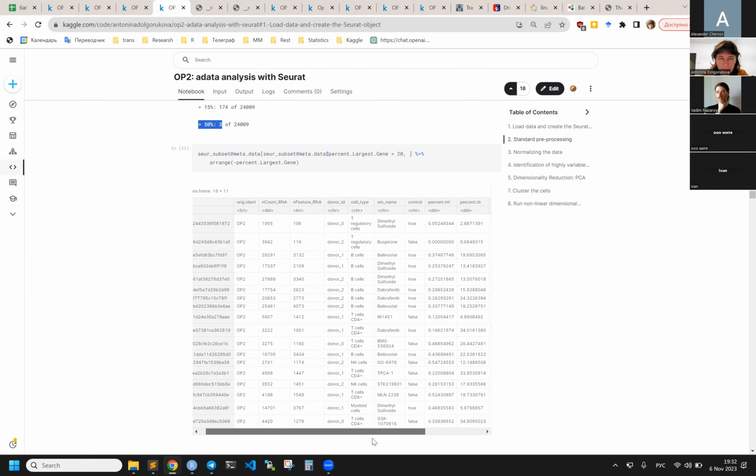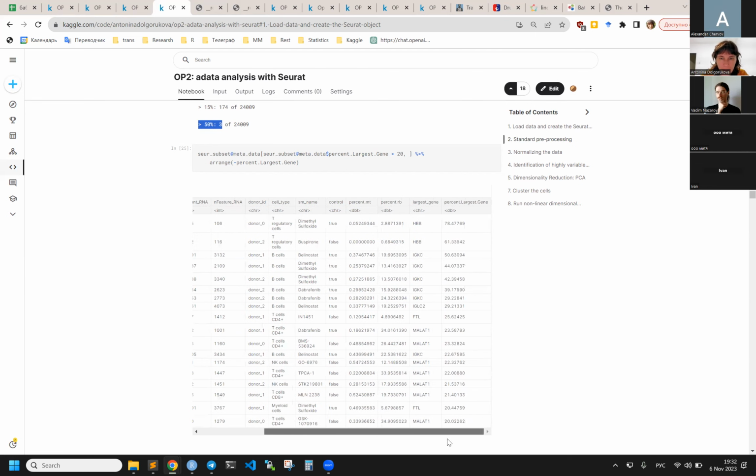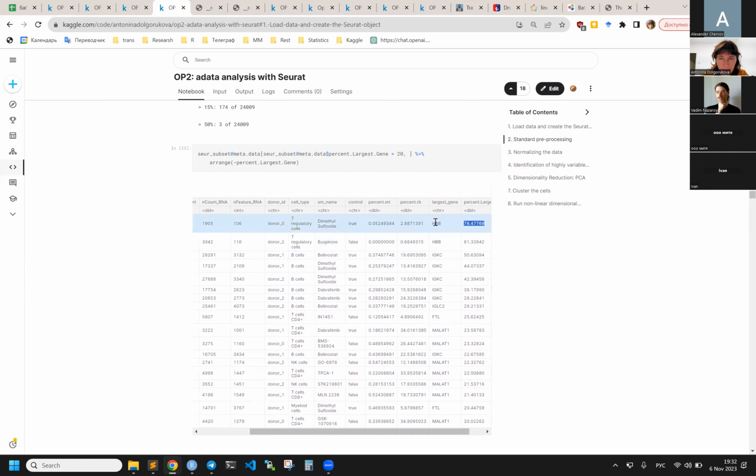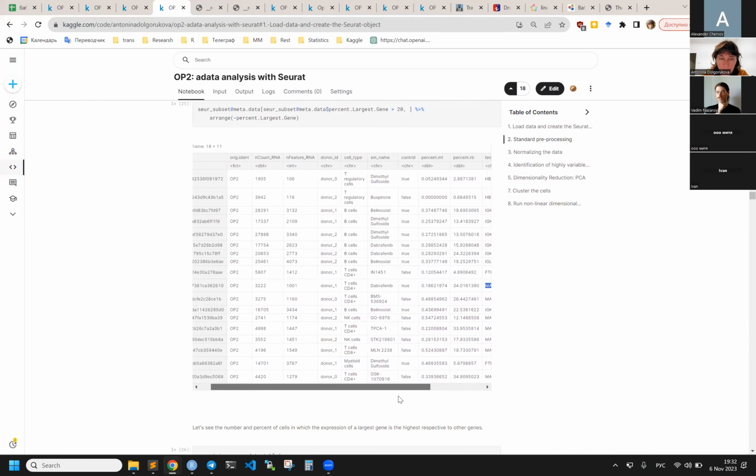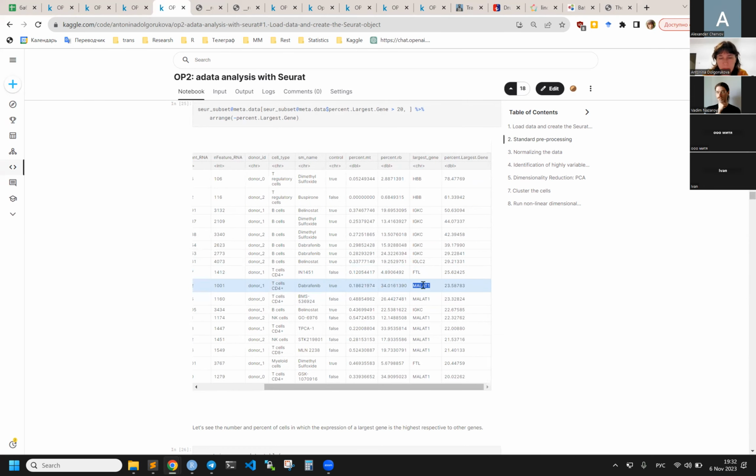So here I just sorted the data from the largest percent of largest gene to the lowest. And mostly we see this hemoglobin gene, this immunoglobulin gene, I guess, and this nuclear gene. I also don't have any explanation why I know about this one. It's nuclear, so it comes out of the cell when it is dying. So a large amount of this gene in some cell may indicate it's a dying cell.